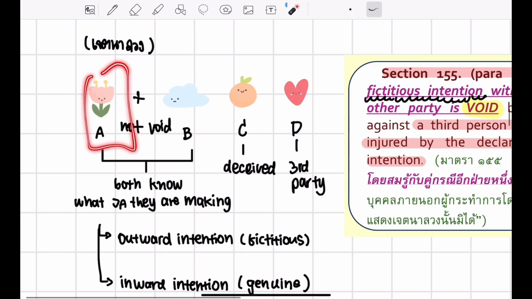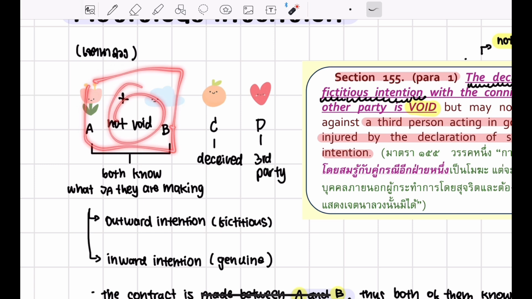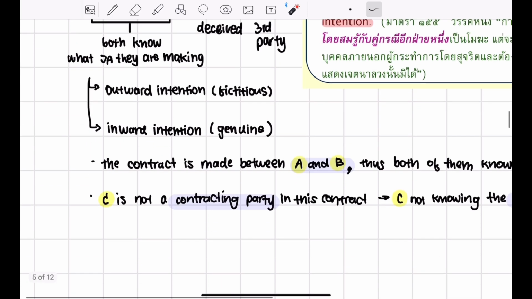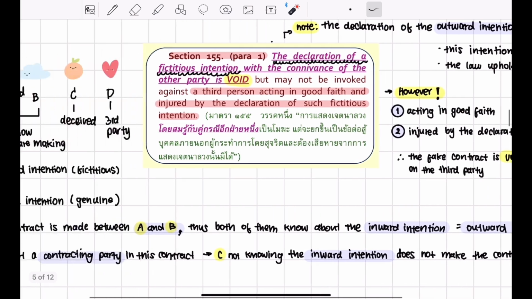Moving on to the second topic, fictitious intention. A acts in connivance with B to deceive C. This is the concept. Normally, because A and B both know what JA they are making, their actual intention, and they know everything about each other, their contract is genuine. That means the contract between them is not void, even though they are deceiving C and C does not know of their contract. Their contract is not void because C is not a contracting party, and C not knowing the inward intention does not make this contract void.